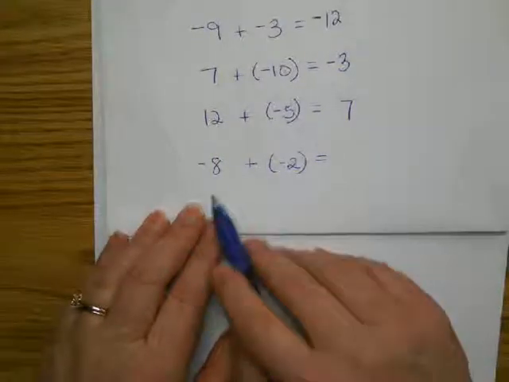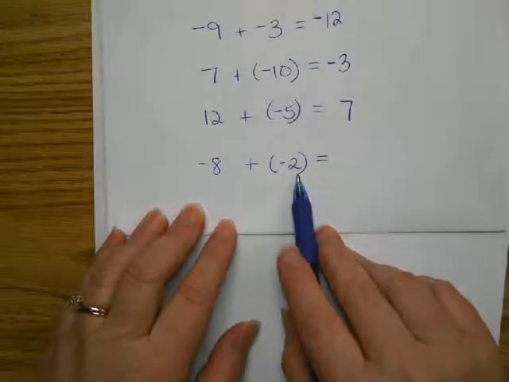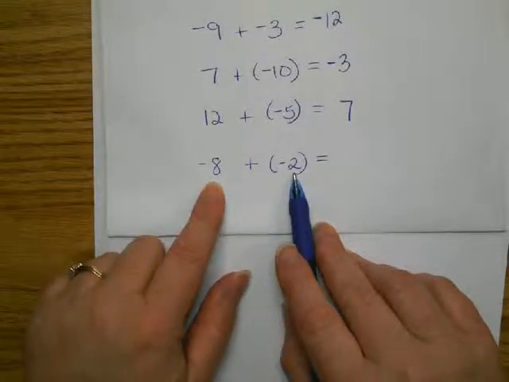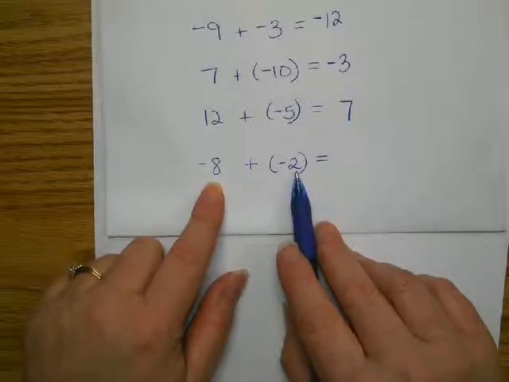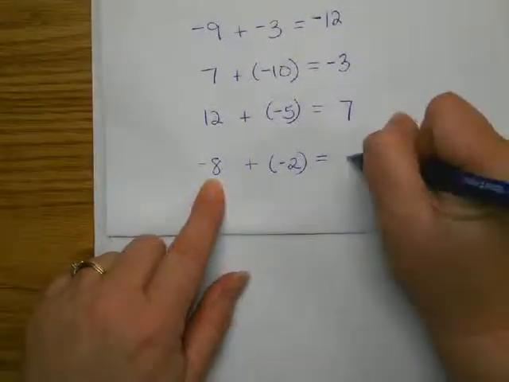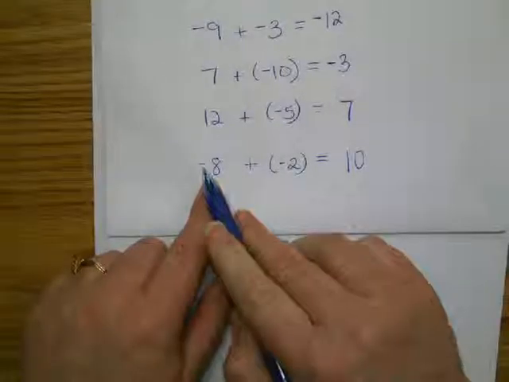Negative 8 plus negative 2. They're both the same sign, both red, both negative, so we're going to add those, which is 8 plus 2 is 10, and we're going to keep the sign as negative.